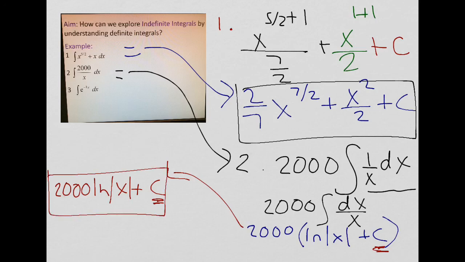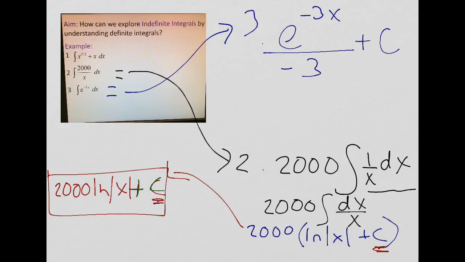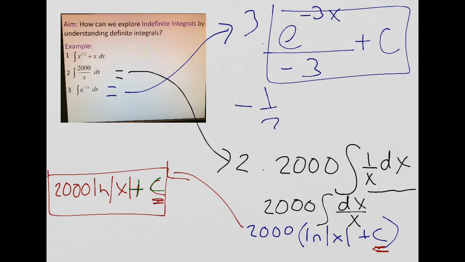And let's do number 3. Now we have plenty of space. In number 3, we see the integral of e to the negative 3x with respect to x. We're going to write it using our formulas. You can keep it like this, or you can pull out the negative 1/3, and you're good to go. Good luck!